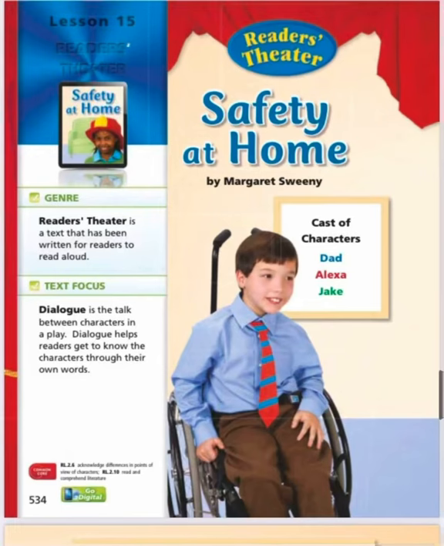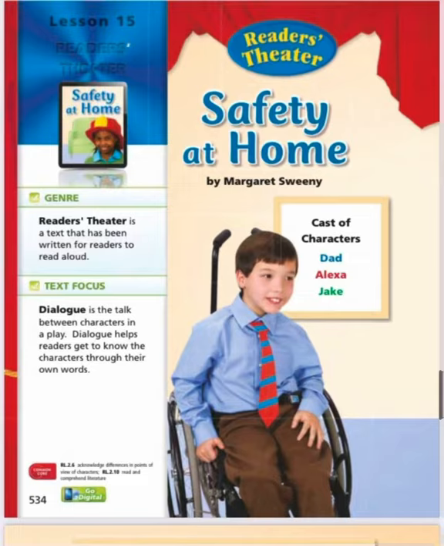Reader's theater. Genre. Reader's theater is a text that has been written for readers to read aloud. Dialogue is the talk between characters in a play. Dialogue helps readers get to know the characters through their own words.